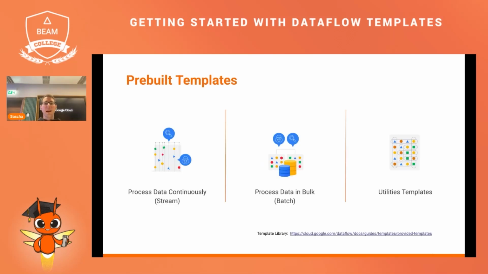There are 3 types of pre-built templates available. On the one hand, we do have templates for streaming data, where data needs to be continuously processed. There are templates for batch pipelines whenever you process data in bulk, for instance, processing a file. And there are, as I said, utility templates available as well that help you, for instance, compress a file, that let you change the format of files, and so on.